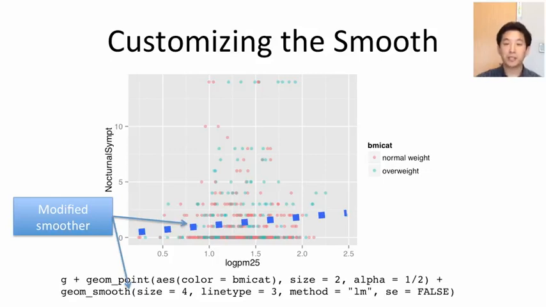I can also customize the smoother if I want to. So now I'm going to modify the options to the geom_smooth function. Here, all I've done is add an option to say size equals 4, so I made the line a little bit thicker, and I made the line type equal 3. The 3 just means a dotted line instead of a solid line. I still use method equals lm, so I want a regression line, and I turned off the confidence interval so that it's a little bit more clear to see. So I say se equals false. So these are all options that you can add to the geom_smooth function if you don't like the defaults.